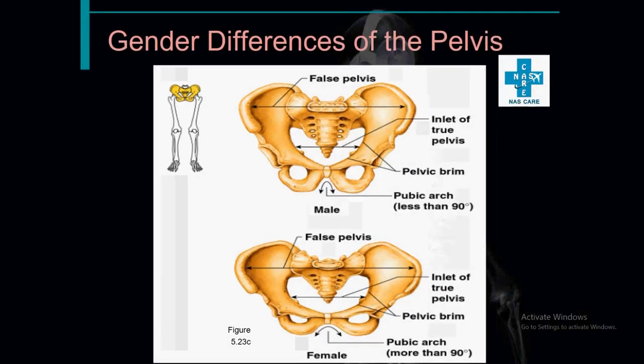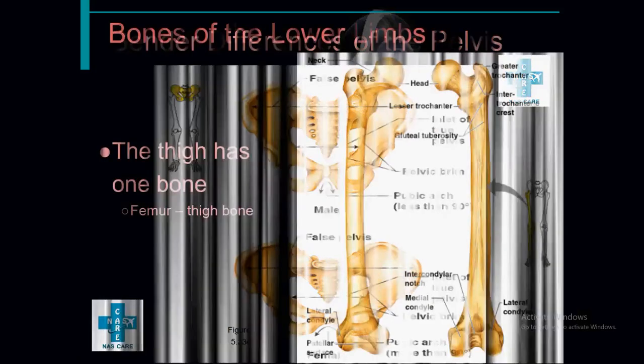Gender difference of the pelvis. What is the difference between the male and female pelvises? Look, inlet of the two pelvises. You see here pelvic brim and pubic arch. You see here the male is lesser than the female. For example, in the male it is less than 90 degrees, but in the female it's more than 90 degrees. You saw here, look, the pelvic brim, inlet of the two pelvises. They have a difference. The male is smaller than the female.